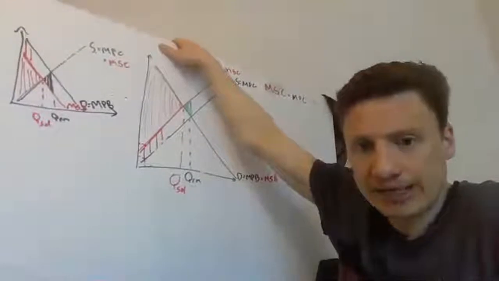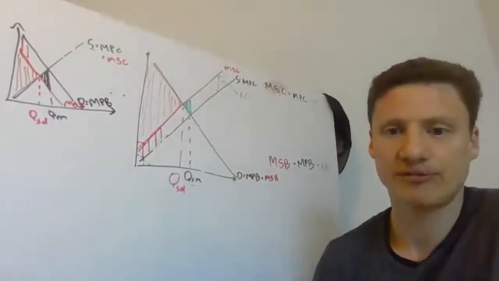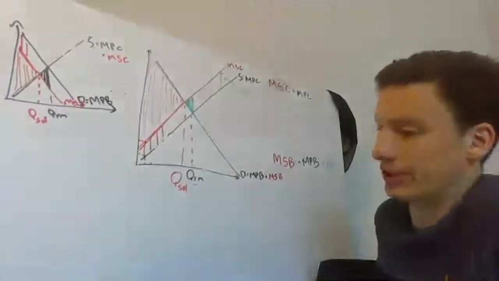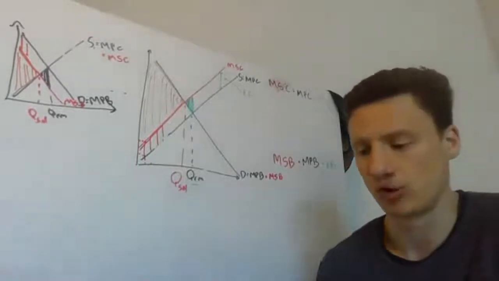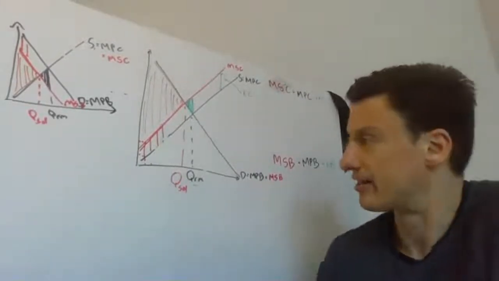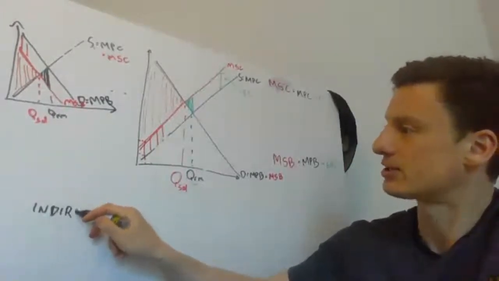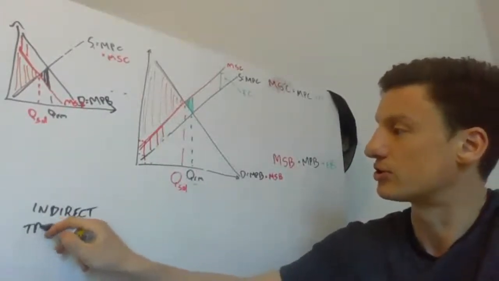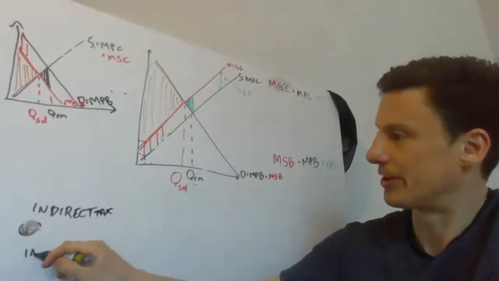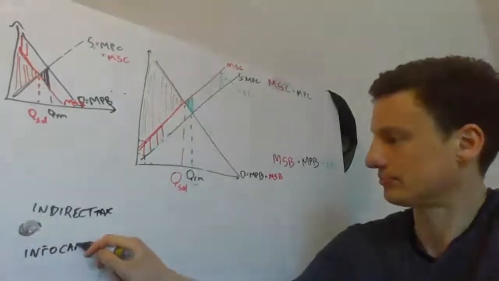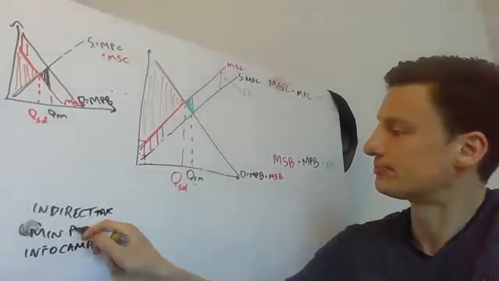So there's the diagrammatic analysis of negative externalities as a market failure. That's the diagram that you would need to be drawing. So what then? The next logical step is to say, how might you go about fixing this? I would say that there are three main ways of fixing this. First of all, an indirect tax. There's no particular order to do this. An information campaign, and a minimum price.